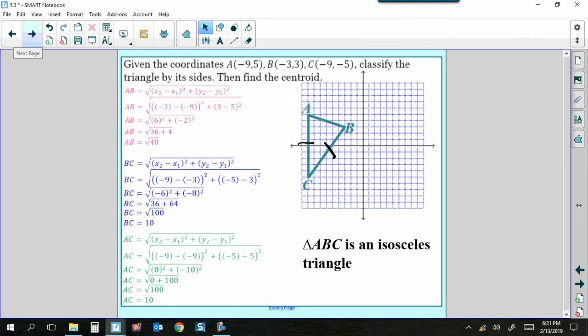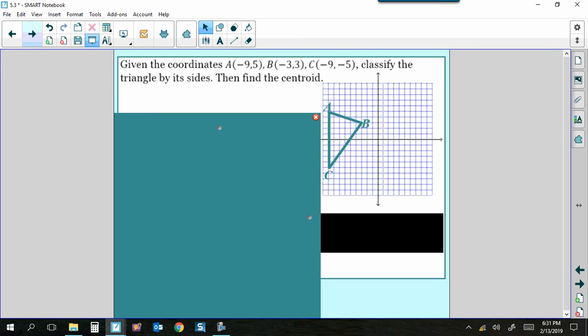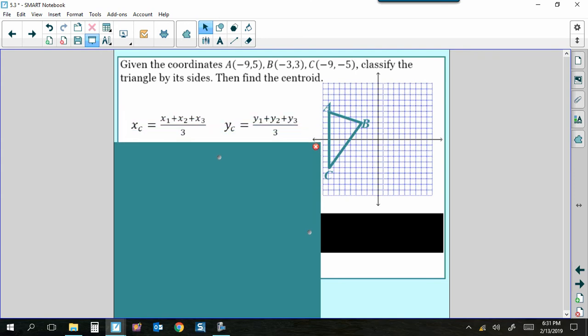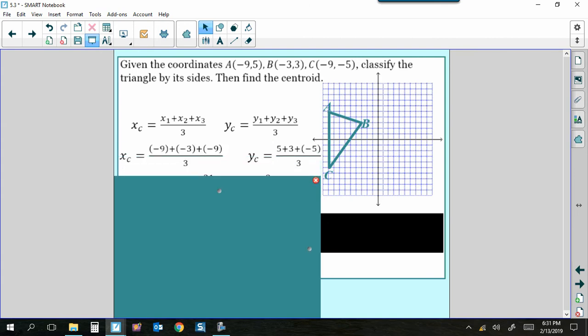All right, next with the same triangle, we're going to calculate our centroid formula. This one's going to be easy. All you need to do is plug in your x's and your y's into this formula. So you're going to find the sum of the x's divided by 3, and the sum of the y's divided by 3. Our three x coordinates are going to be negative 9, negative 3, and negative 9. Our three y coordinates are going to be 5, 3, and negative 5.